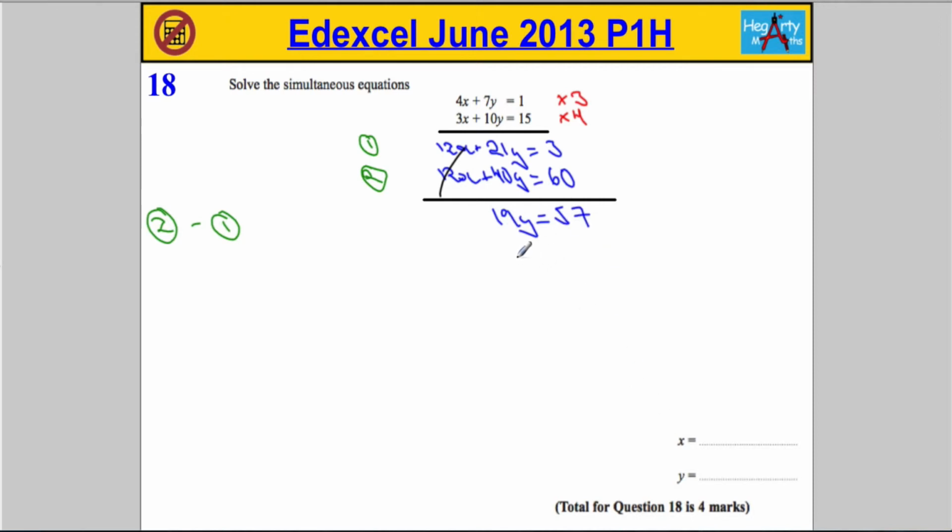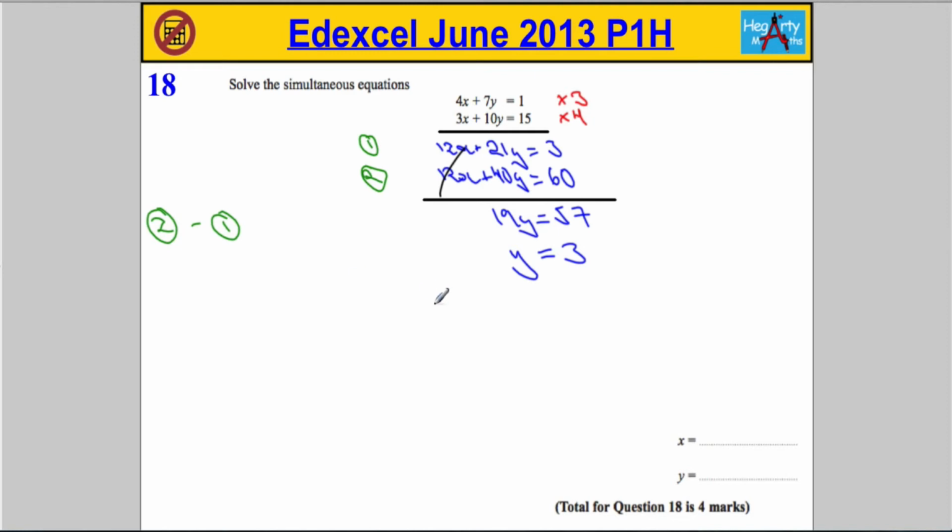19y is 57. Dividing both sides by 19, we're going to get y equals, and I'm going to explain my thought process here a little bit. I know that 3 times 9 is 27, so it's going to end in a 7. Well, 3 times 19 is going to give me that 57, so y must be equal to 3.